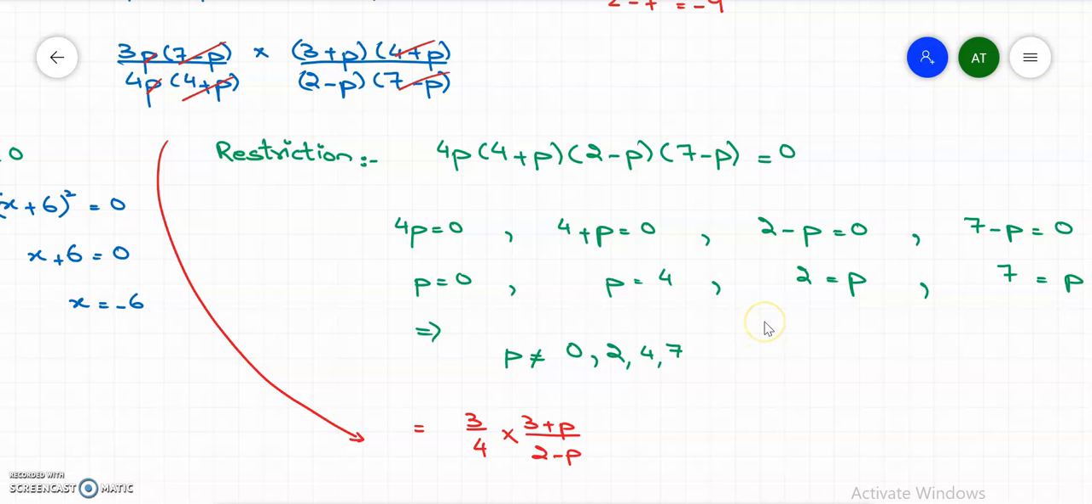So I hope you understand how to solve multiplication and division of rational expressions.